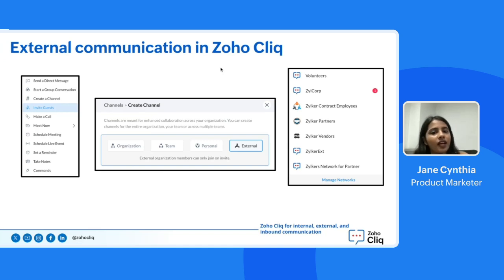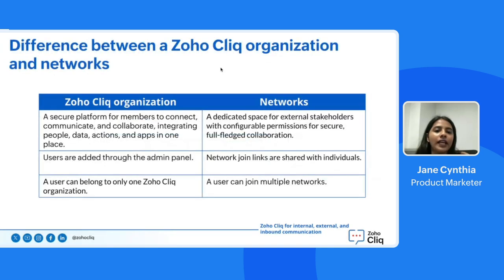I already mentioned that a network would replicate your Zoho Cliq organization account. You might ask me the difference between those two. So let me quickly tell you that. The Zoho Cliq organization is an internal collaboration space built for the members in an organization to connect, communicate, and collaborate in one single and secure place by bringing together the people, data, actions, and all the apps via integration. Here, users are added via the admin panel, and a user can be a part of only one Zoho Cliq organization.